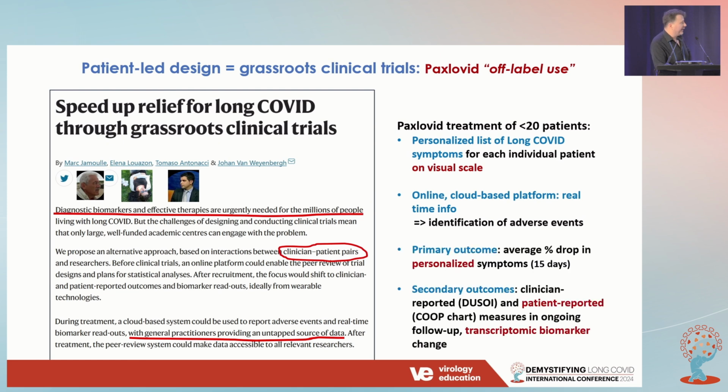As a primary outcome, you can see here, we had the average drop in these personalized symptoms at 15 days. Secondary outcomes: we have validated clinical scales, also patient-reported scales, COOP charts, which I will show you in a minute. And of course, we tried to look at some transcriptomic biomarker changes as secondary outcomes.